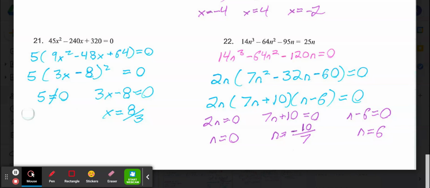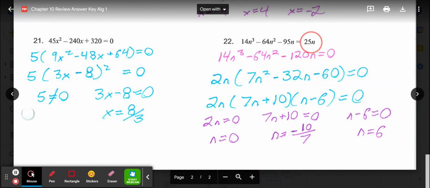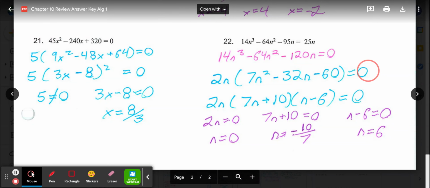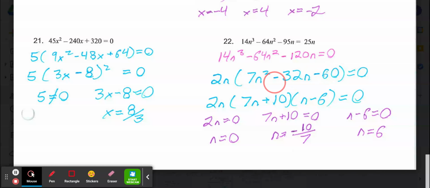And lastly, with 22. Right now it's equal to 25n, so I need to subtract 25n from each side so it equals 0. So I have 14n to the third minus 64n squared minus 120n equals 0. I can factor out a common factor of 2n. That leaves me with 7n squared minus 32n minus 60 equals 0. Then I can factor this trinomial.